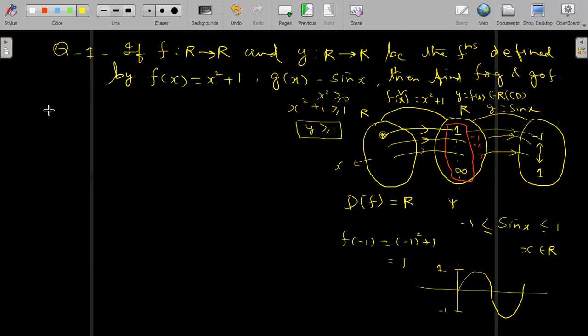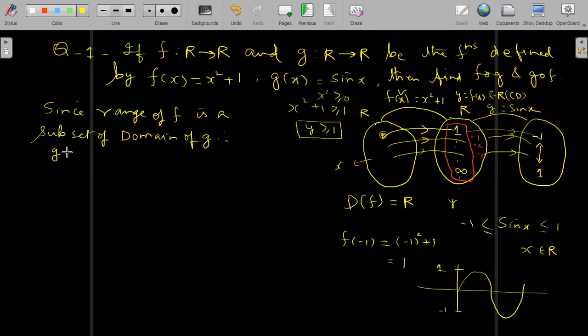Okay. So from this we can explain it like this, and then we can write: since the range of f is a subset of the domain of g, therefore g composite f exists. Now we can find it out.